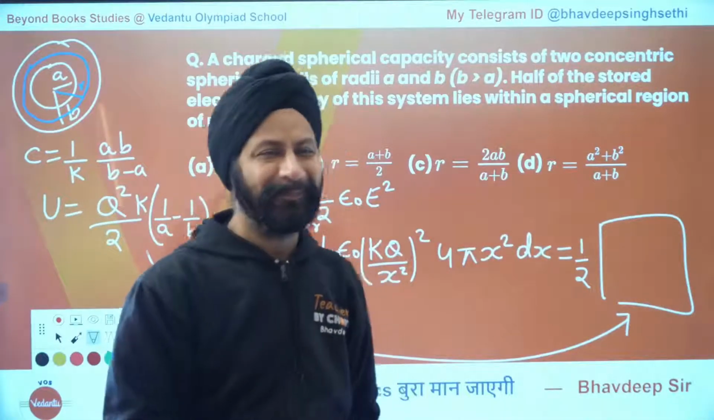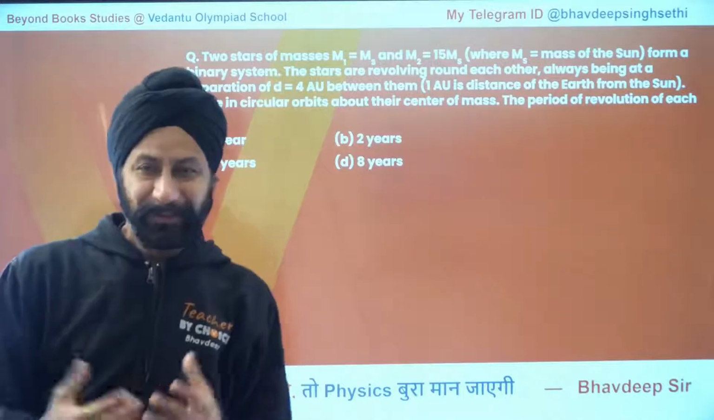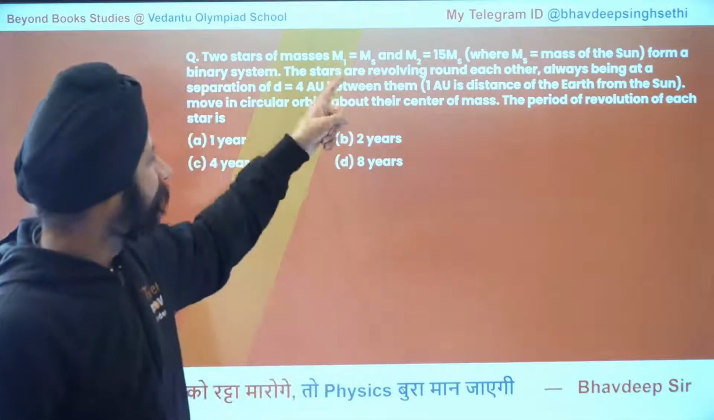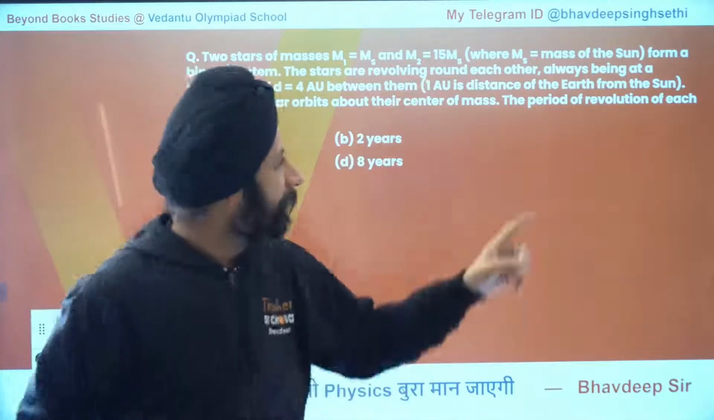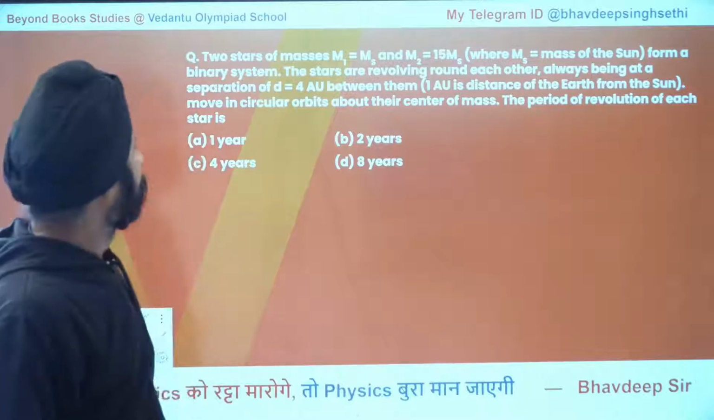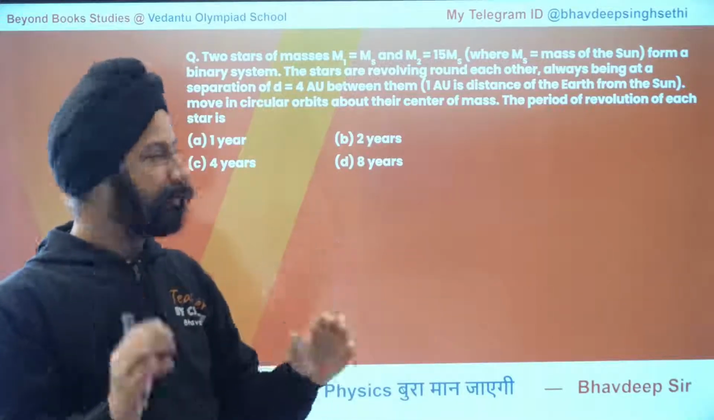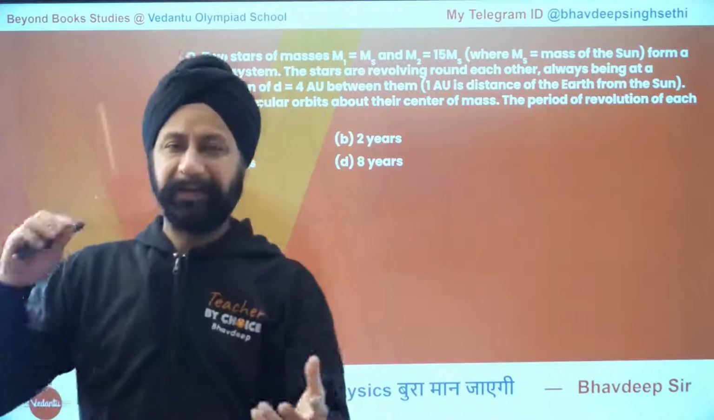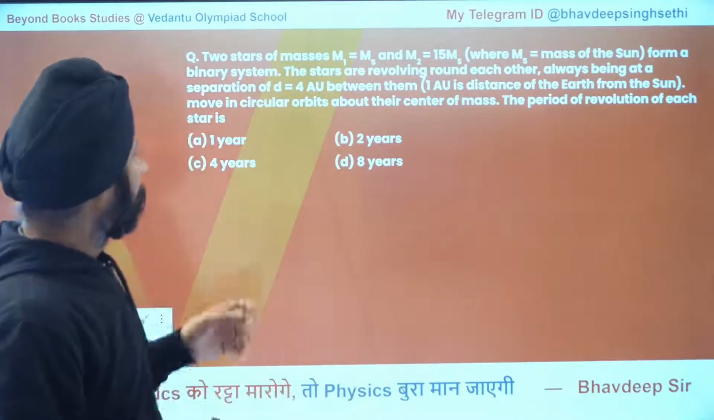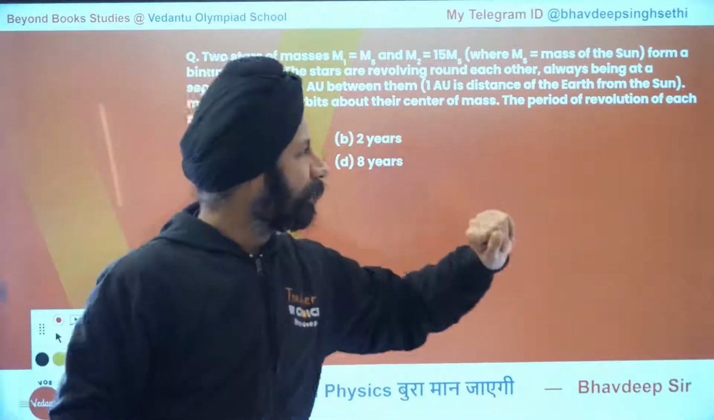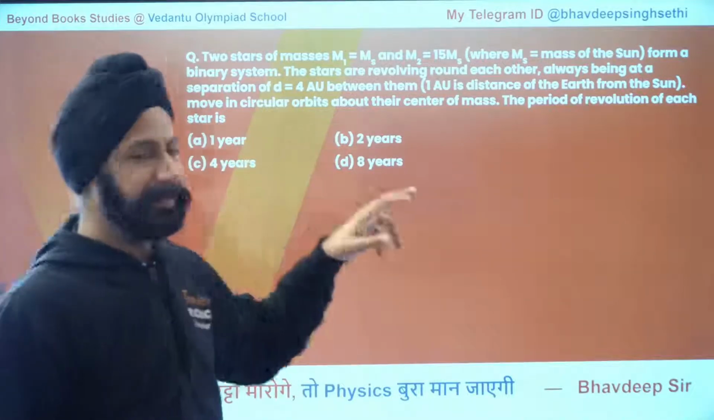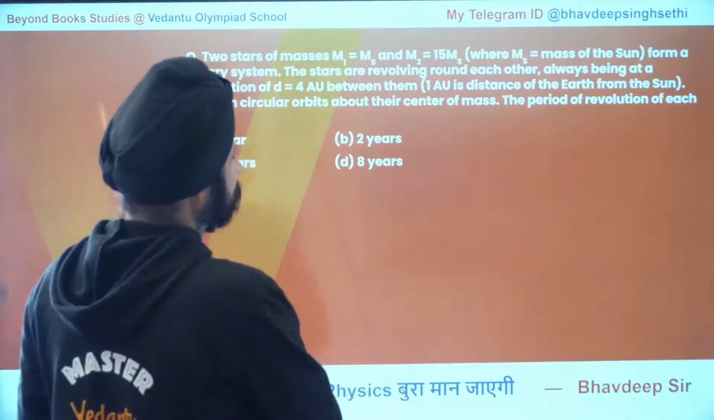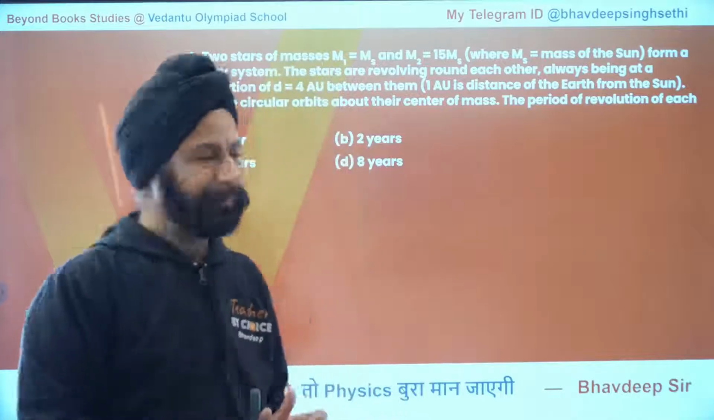I promise that. Okay. The last question for today's session, 10th question: two stars of masses m of s and 15 m of s, where ms is the mass of sun. So there are two stars, one is equal to the mass of the sun, the other one is 15 times as heavy, form a binary system. The stars are revolving around each other, always being at the separation of d equal to 4 astronomical units, where 1 AU is the distance between Earth and the sun.